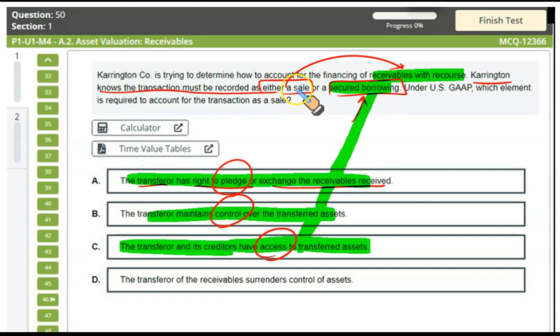But when you totally give up control on your receivables, you give up the control on your asset, that is what you call a sale. Under US GAAP, which element is required for the transaction to be classified as a sale? If the seller, the transferor of the receivable, surrenders the control of assets. You no longer control your receivables. In this case, it will be considered as a sale.